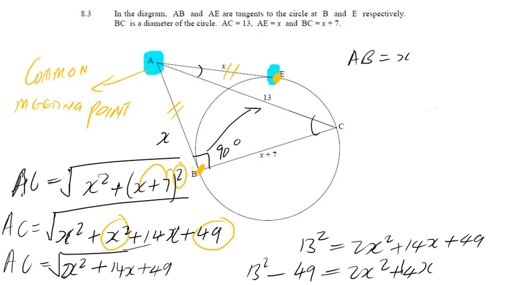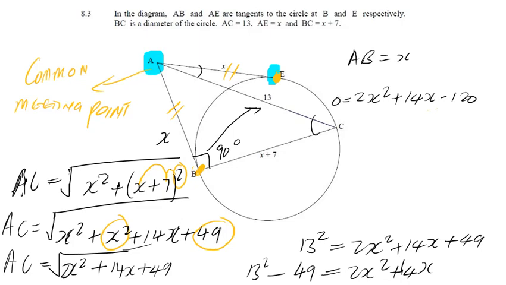So what did you get when you say 13 squared minus 49? You'll get 120. Okay, let's take it to the other side and rearrange it. Here you're going to have to use a quadratic equation. So you're going to say 2x squared plus 14x minus 120 equals 0.